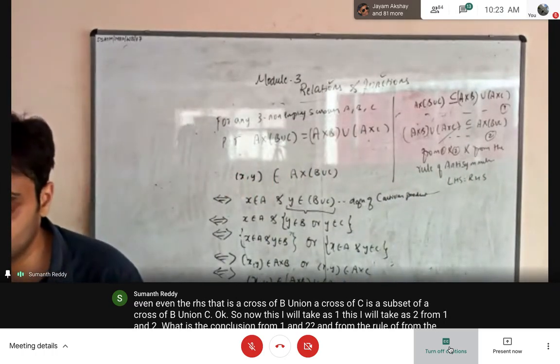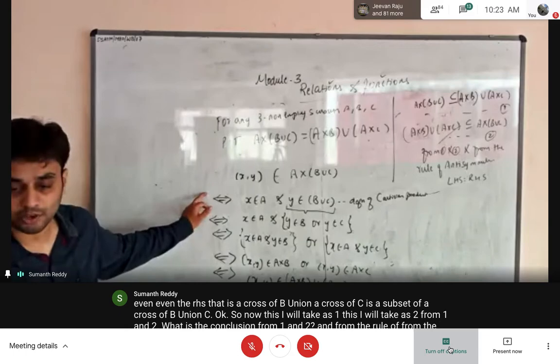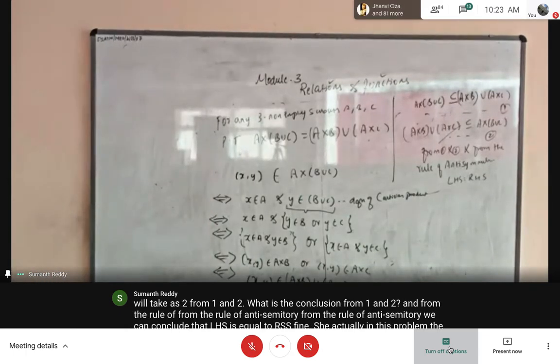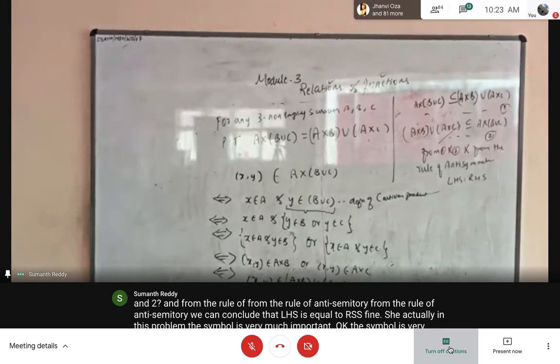Fine. See, actually in this problem, the symbol is very much important. So is there any doubt in this one? I know the board is a little bit blurred. Anyhow, this problem, have you understood clearly?